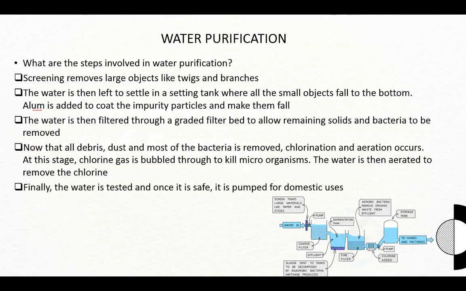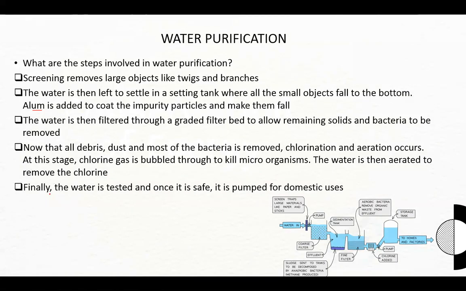So the next part, now that the debris, the dust, and most of the bacteria are removed, you have chlorination and aeration taking place. Now at this stage, what happens? Chlorine gas is bubbled through, this point here in the diagram, to kill any remaining microorganisms that could possibly be harmful to you. And the water is then aerated to remove the chlorine. So that has to happen. You don't want to keep that amount of chlorine in the water because it's not a safe amount for you to drink or to consume.